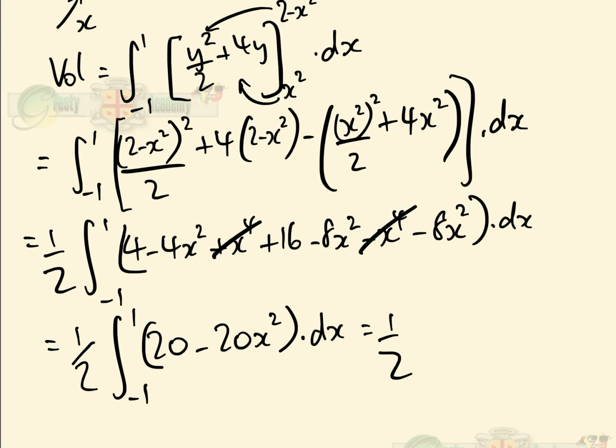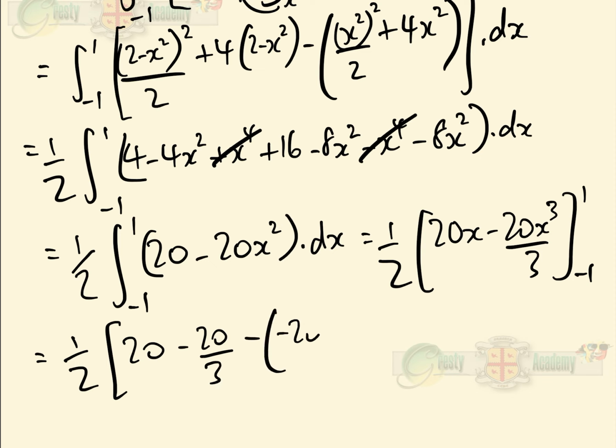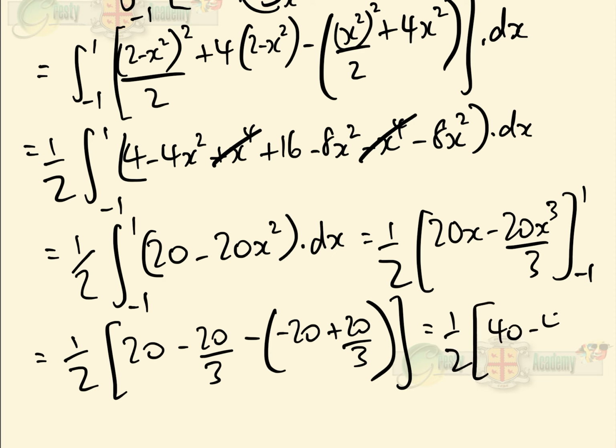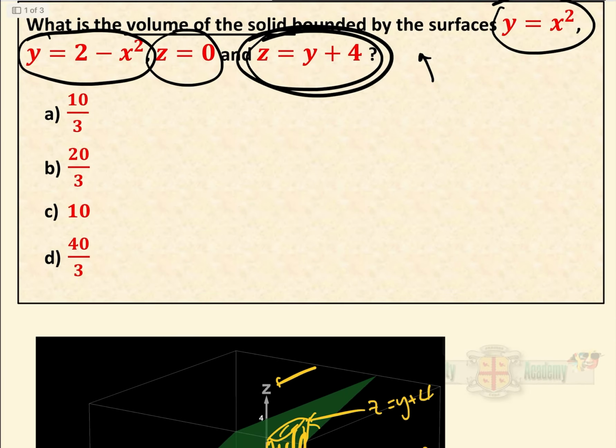So that equals half. We can now do the dx integral: half of 20x minus 20x cubed over 3 between 1 and minus 1. I'm just being slightly careful with our signs. That's 20 minus 20 over 3, minus 20 add 20 over 3, which equals a half of 40 minus 40 over 3, which equals 40 over 3, which hopefully is one of our answers. Yes, it is. Hey presto, answer D.